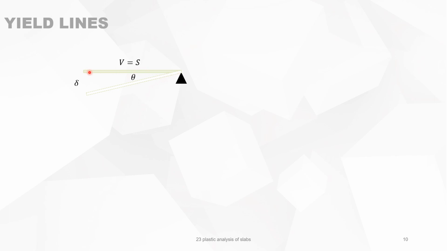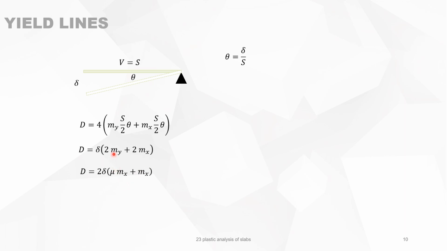So this is one portion of the slab, rotated over angle theta, and this is the distance delta. And we know that delta is equal to theta divided by S. So now we can reorganize the internal energy D and calculate it further. We substitute the theta, and we get this formulation, and then we know that my is equal to mu mx. This gives you the new definition of D. Mu, we know it's 11/12, so D is equal to this amount.